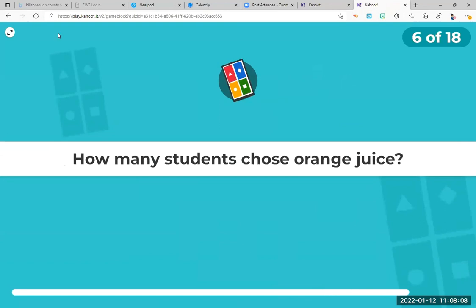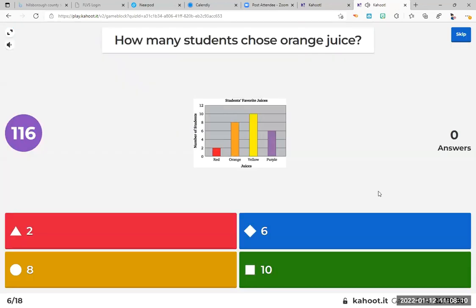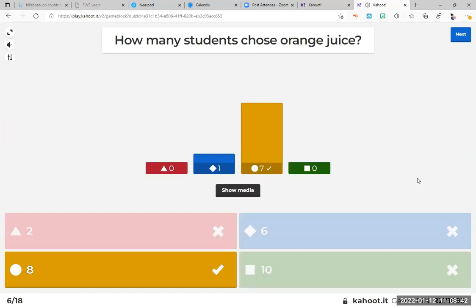How many students chose orange juice? Remember, we were talking about the bar will go up to a certain number, and then you slide across to see what number it reaches. So how many students chose orange juice as their juice of choice? You can tell by going all the way up the bar and then sliding over to see the number that it reaches. Very good. If you said 7, you got it right.